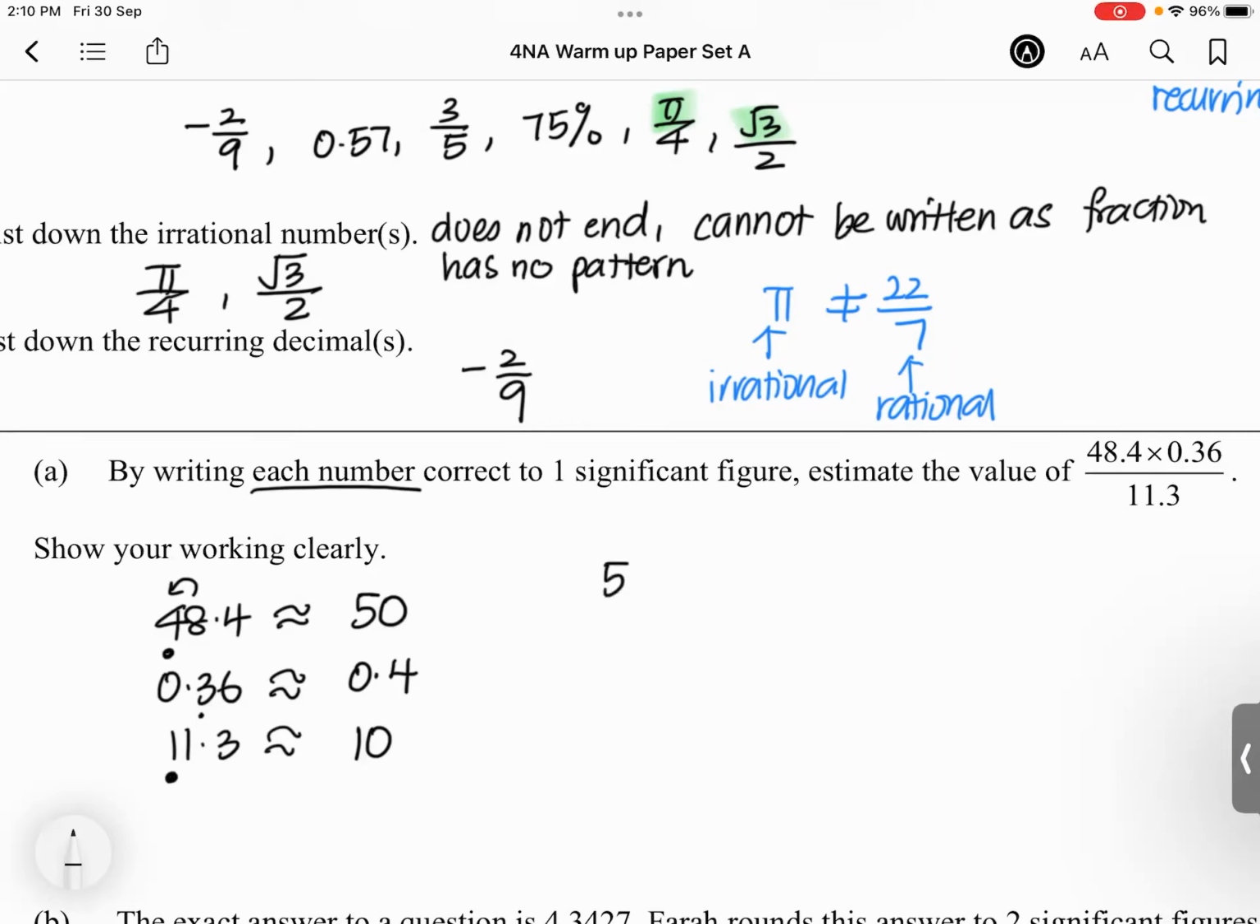So in this case, this number is 50 times 0.4 divided by 10, and you round it off, you get the number 2. Okay.